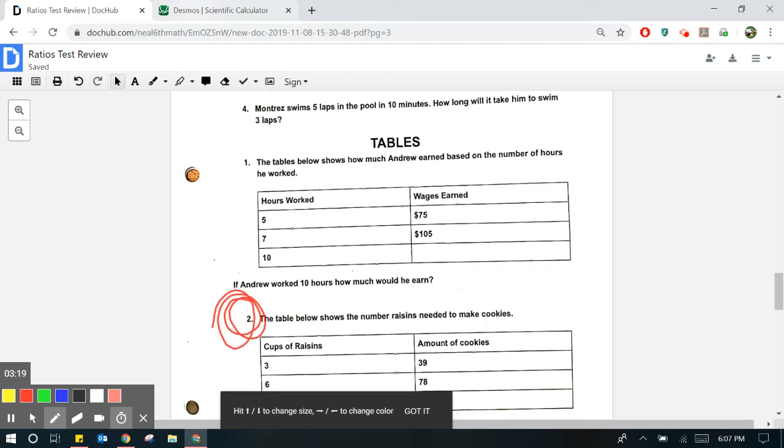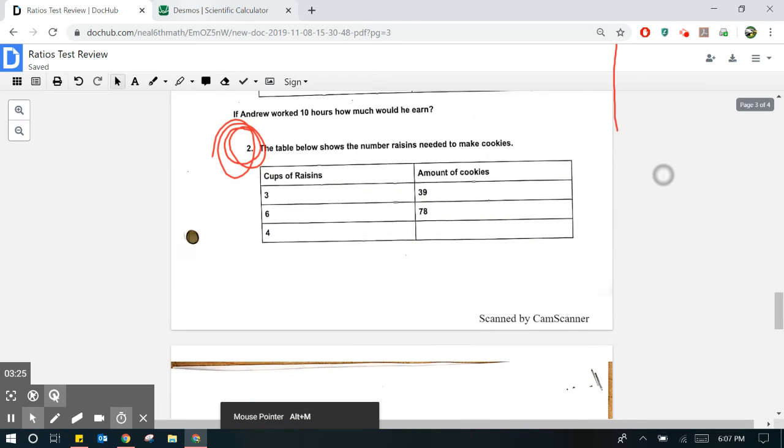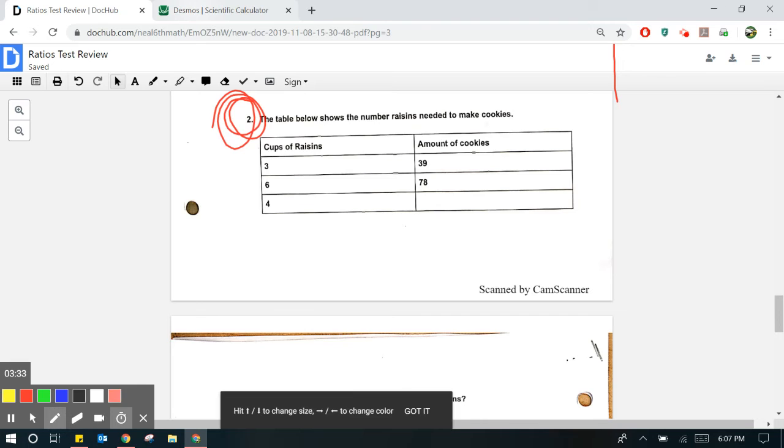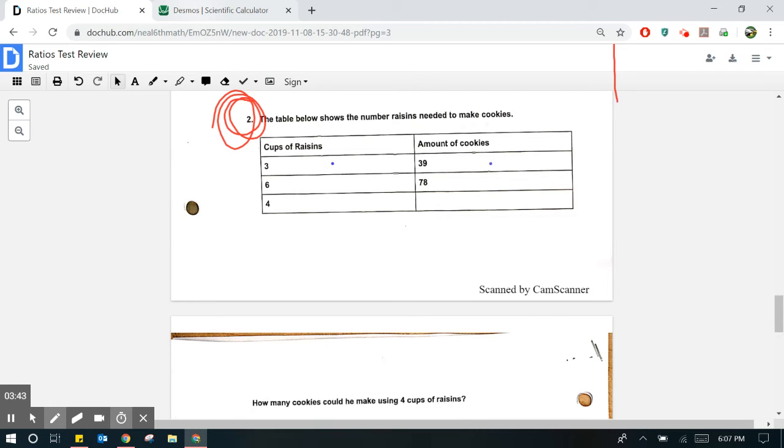Next problem, we're working on number 2. In looking at question number 2, it says a table below shows the number of raisins that you need to make cookies. And so, as we look at it, I like blue better. It says 3 raisins make 39 cookies, 6 raisins make 78 cookies, and 4 raisins, oh, psych, I don't know.